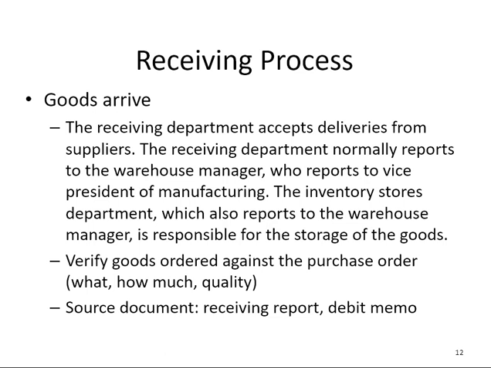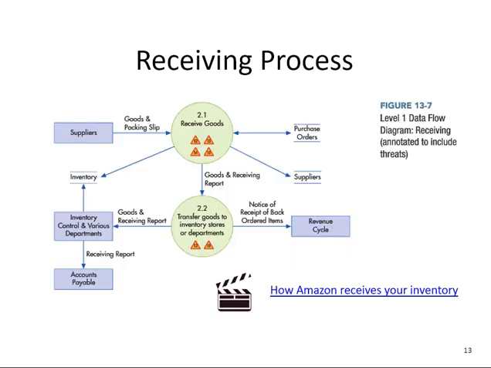So in this step, we're going to verify what and how much and the quality of the delivery against the purchase order. And two source documents will be discussed: the receiving report and a debit memo. Okay, so first of all, let's go through all these activities in this level 1 DFD for the receiving process.